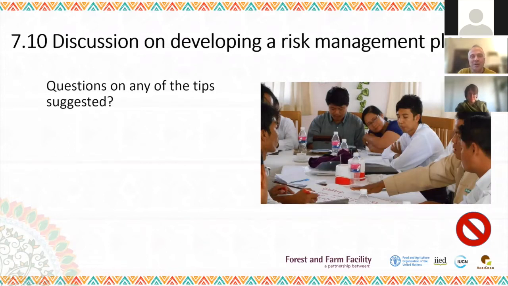And I think I've gone on for a little bit too long, but the other sessions will be a bit shorter. So please do now, let's stop for 10 minutes and just have any questions on developing a risk management plan, risk management options and developing a risk management plan. So please do raise your hand if you have a question while we're waiting for people to do that. Kata, are there any questions coming in?